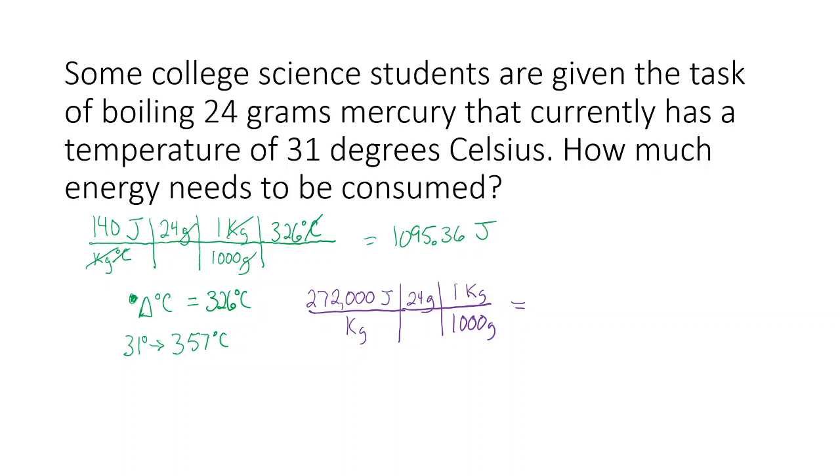All right, so we're going to take 272,000 and multiply by the 24 grams, and then divide by the 1,000 grams in order to get that it would take 6,528 joules to boil that mercury. Then we'll add it to the 1,095.36 joules it took to raise the temperature from 31 degrees Celsius to the boiling point of 357 degrees Celsius, to get a grand total of 7,623.36 total joules of heat energy to boil this mercury.